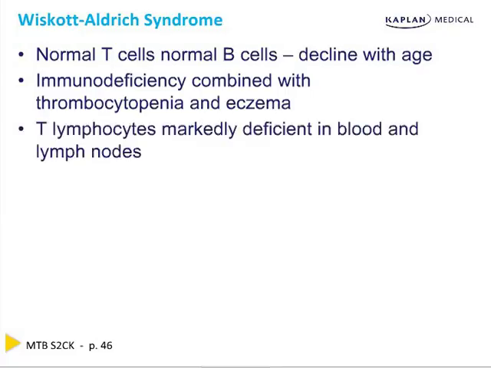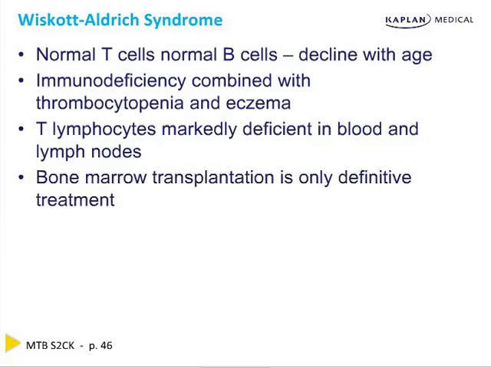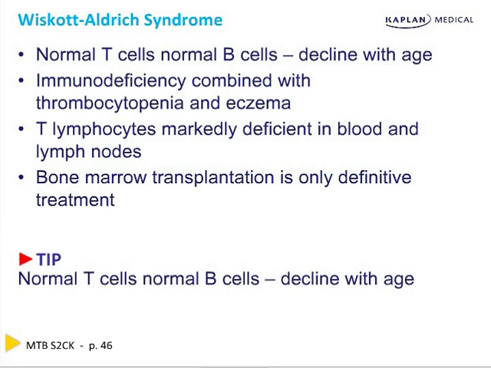Another clue is that the T lymphocytes are markedly diminished in both the blood and the lymph nodes. Lastly, if they ask you about treatment, the best way to treat Wiskott-Aldrich syndrome is bone marrow transplant. It is truly the only definitive treatment. So remember, the tip for Wiskott-Aldrich syndrome is a normal T cell count, a normal B cell count. They just decline with age.